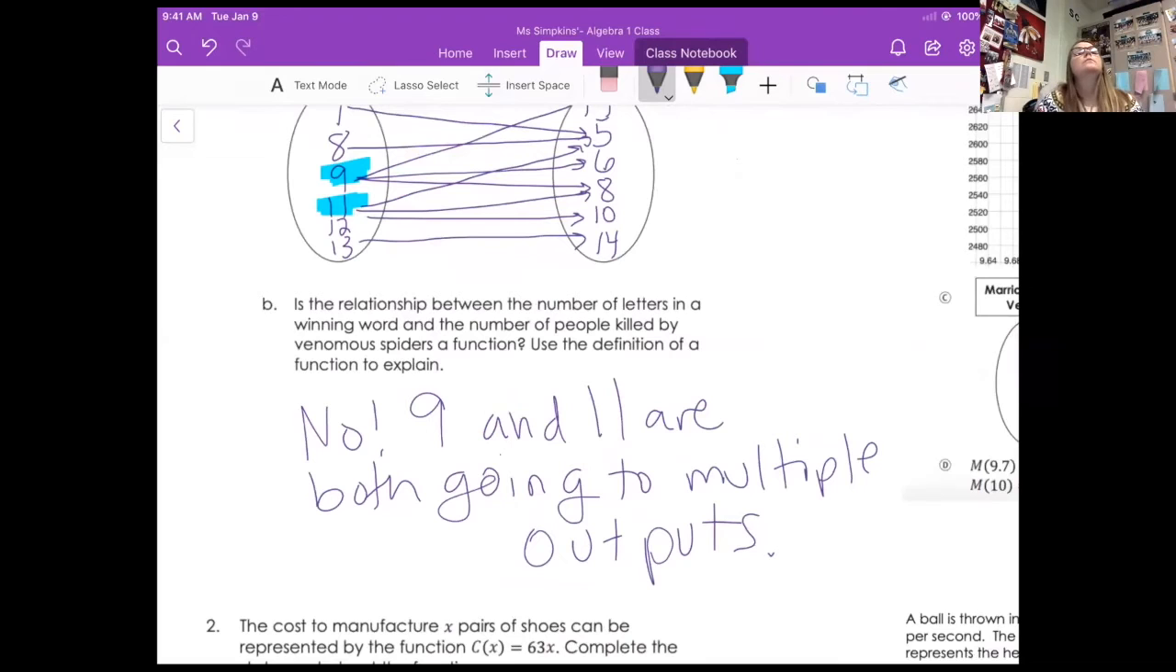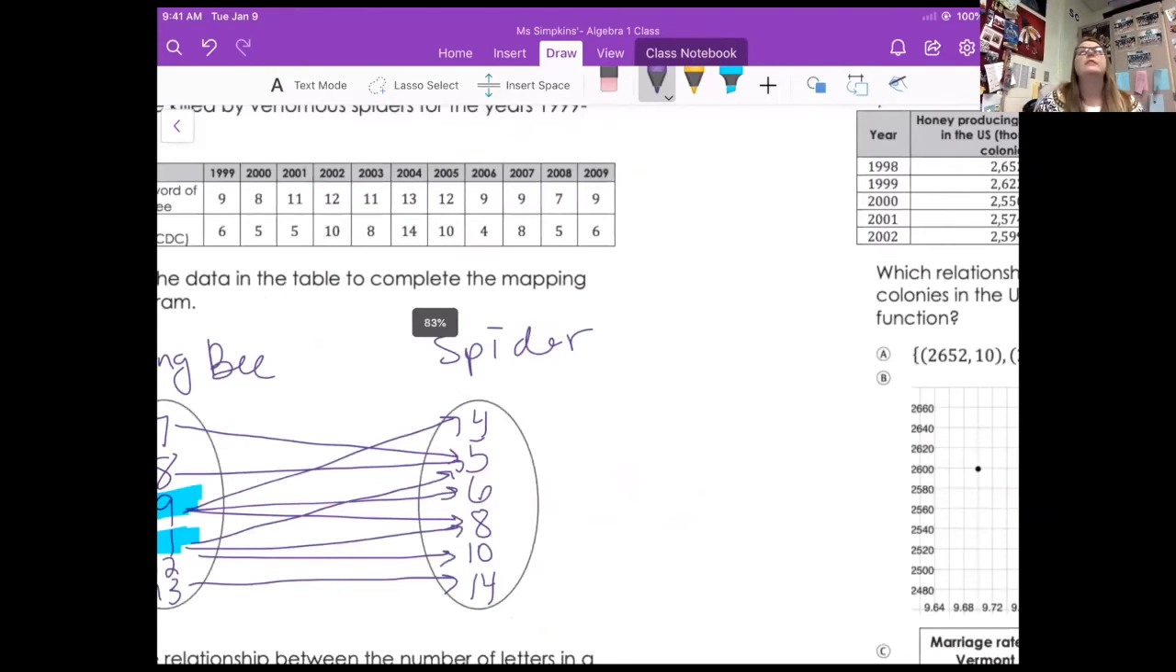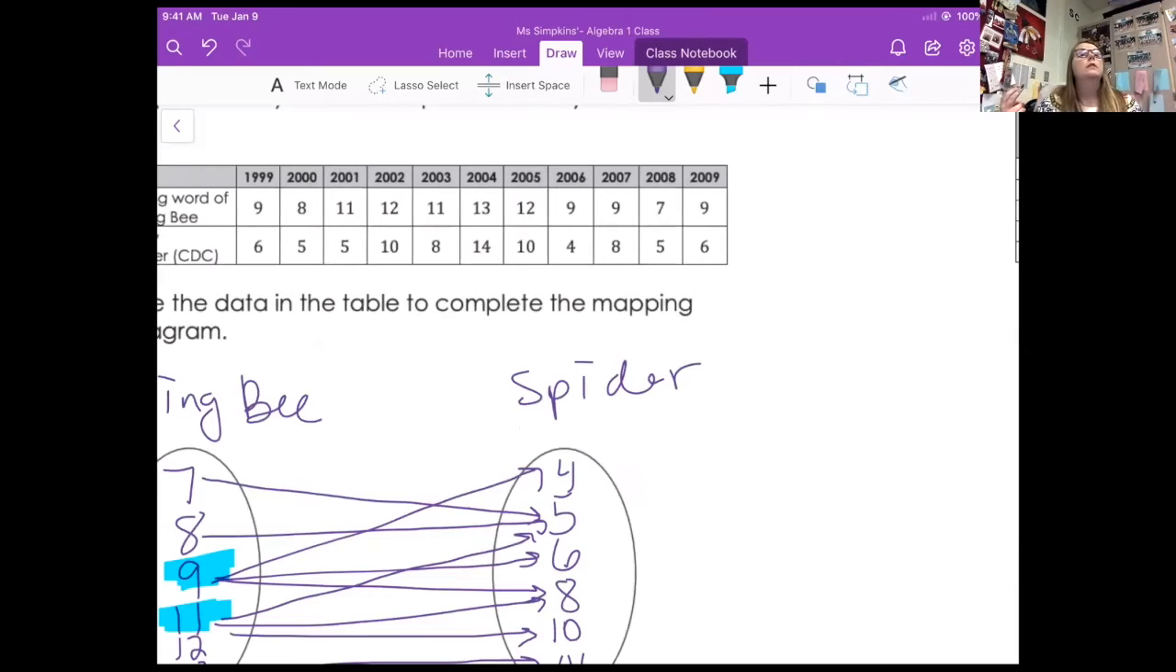Yes. So wait, what if 9 went to the same number 3 times, not going to different ones? Then that would just be the same output, because that means no matter what, if there's a 9-letter word, the same number of people are going to die, no matter what year it is. So that's a good question. Even if, like, I think it was 12. 12 went to 10 twice. That's still 12 only going to one output, right? Even though it's listed twice in the table, it's still getting the same number out.